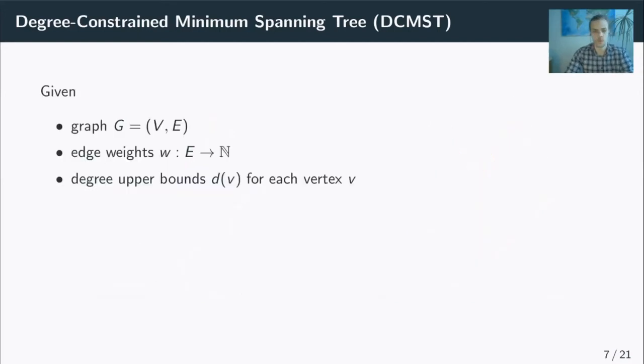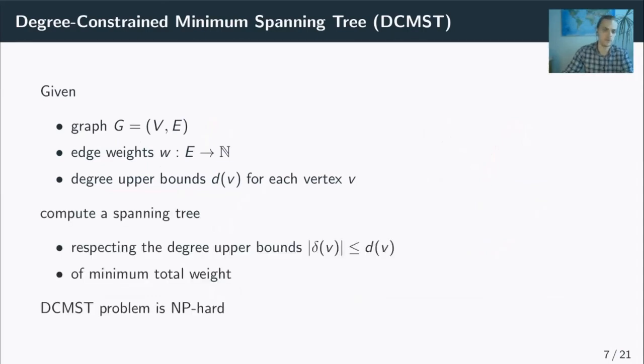Formally, we're given a graph with edge weights that are positive integers and degree upper bounds for each vertex. The goal is to compute a spanning tree which respects the degree upper bounds. So the delta is simply the neighbors of the vertex, and overall we want to find such a tree, of course, of minimum total weight. This problem is NP hard as it subsumes the path version of the TSP, the traveling salesman problem.